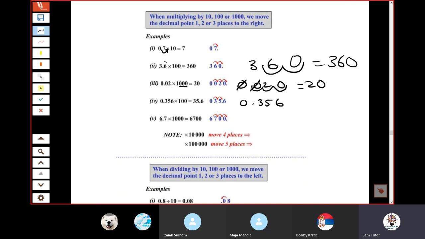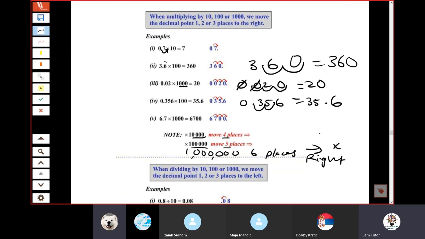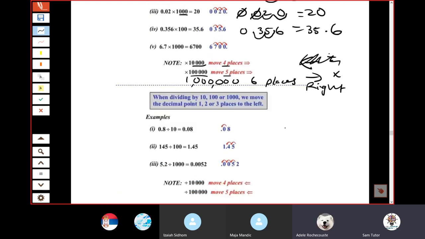0.356. If I want to multiply by 100, I go 1, 2, and that actually becomes 35.6. So if it was 10,000, move 4 places. 100,000, you move 5 places. If it was a million, I think you guys get this. Anybody not understand what I've just said? You move 6 places. All you've got to remember is to move it to the right when you're multiplying, and to the left if you're dividing. Okay. We're just multiplying anyways.